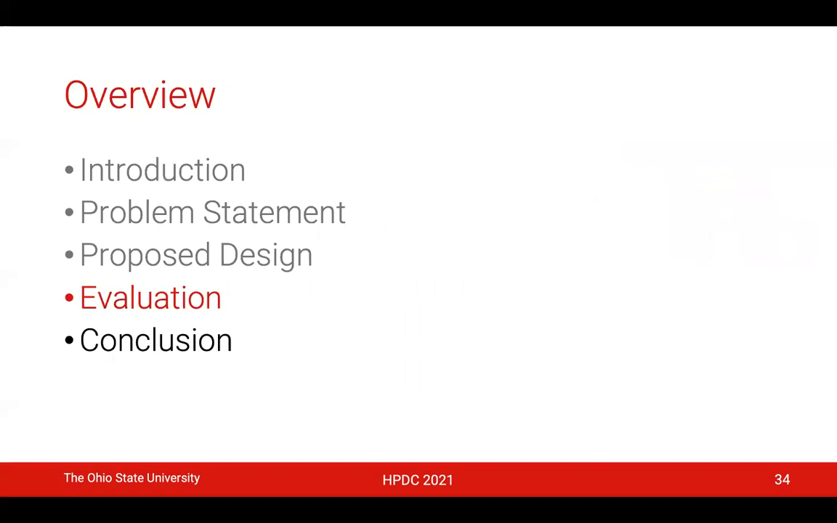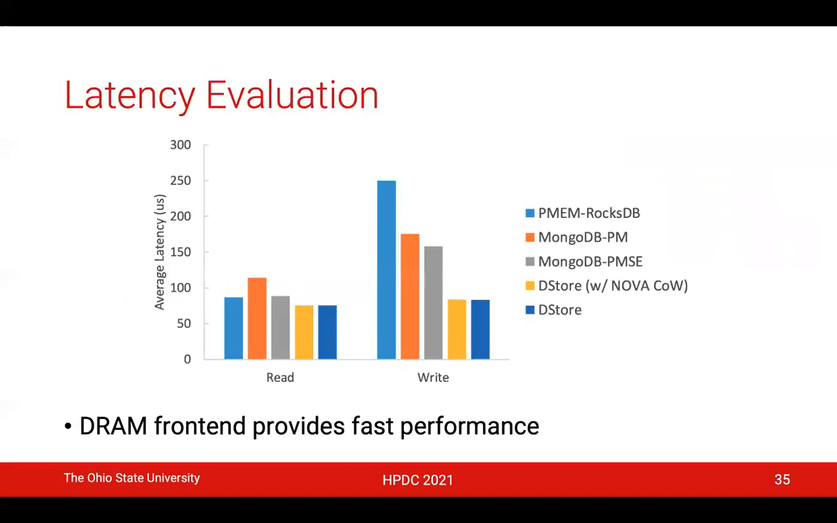Moving on to evaluation. We first compared the average latency of DStore to other persistent memory optimized storage systems. We can see that DStore provides much better latency, particularly for write operations. This is because the DRAM front end provides fast performance.